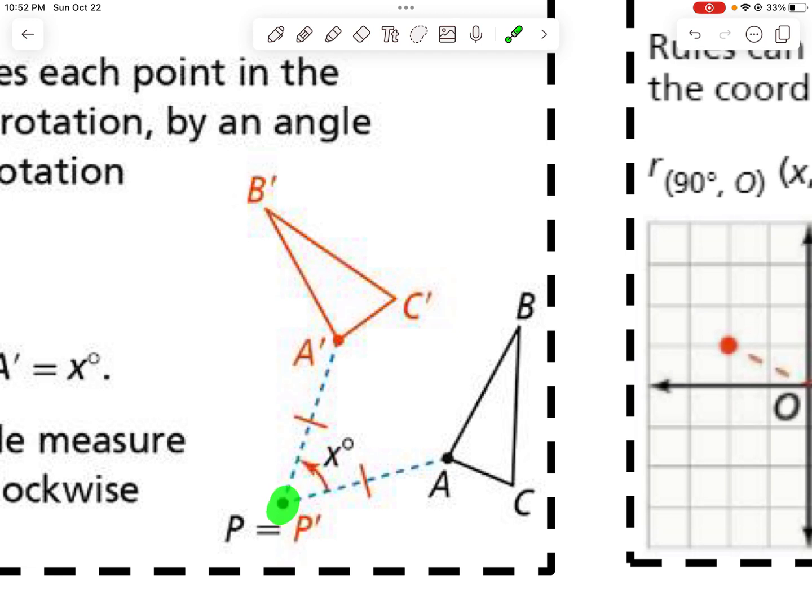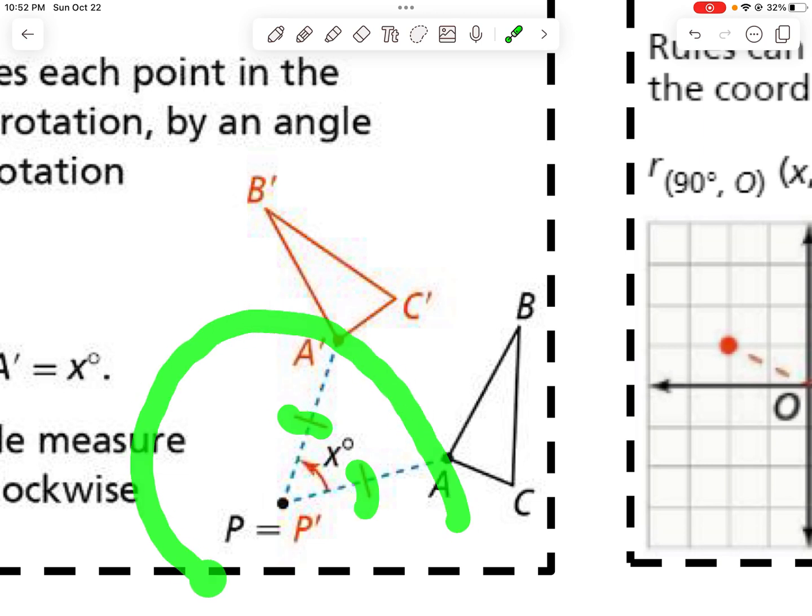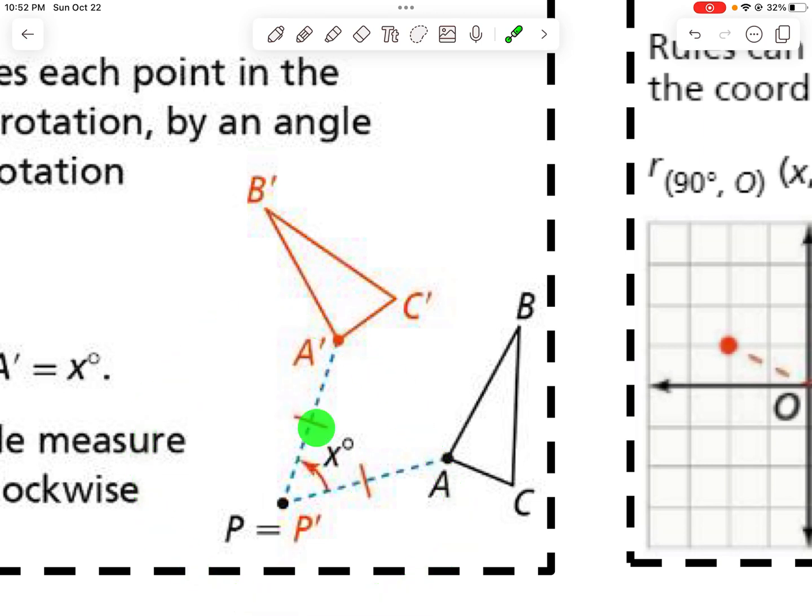But a big deal here is that the center of rotation is very special, in that the distance from the center of rotation to the starting point and to the resulting same point, like P to A and A prime, those are congruent because you're rotating around a circle. So that distance from the center of the circle to that same outside point should always be the same. It should always be like the radius of that circle. That's a very special property of rotations.